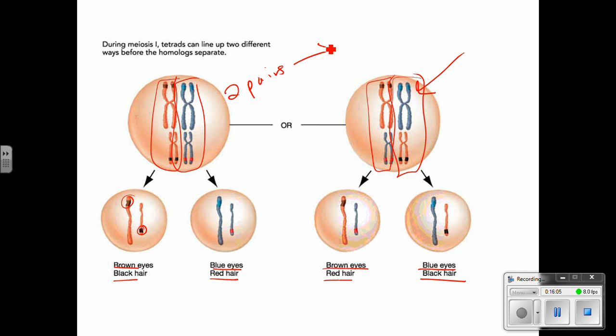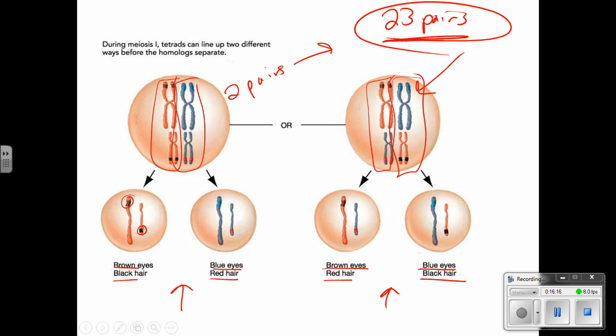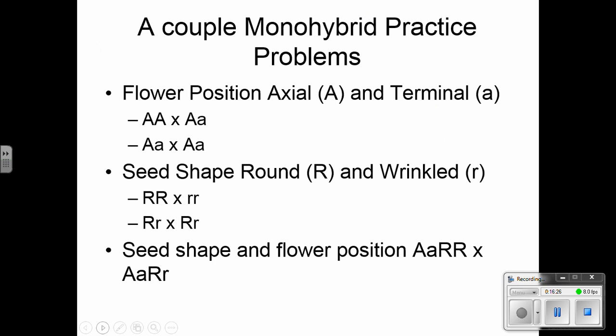Think about how many different arrangements you can get in the gametes when you have 23 pairs. It gets pretty hairy now. And there's actually an algebraic, I guess you could call it algebraic, mathematical expression for knowing that answer. Let me know in your notes if you know the answer to that, how to get that.